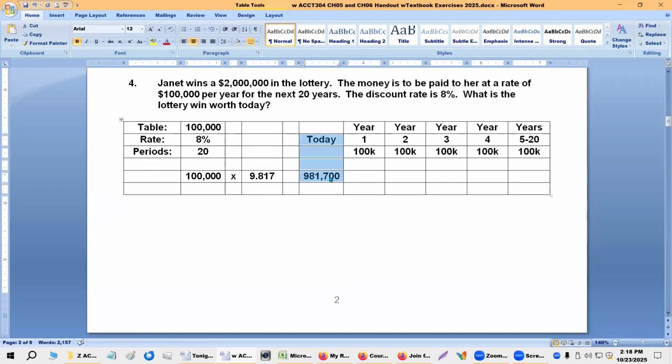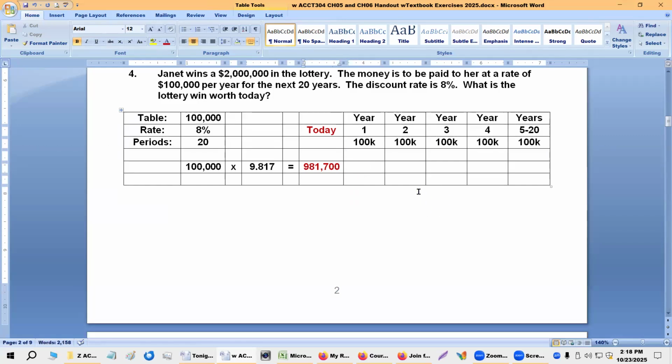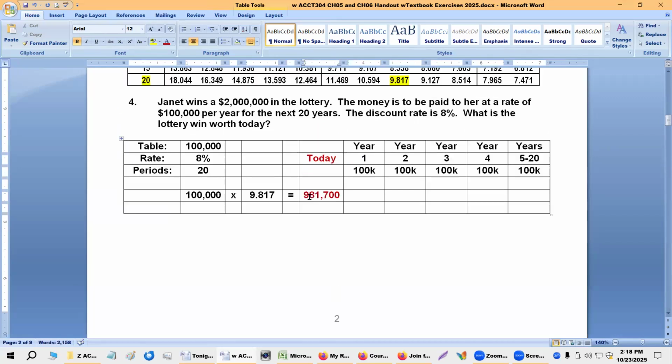So this is what her winnings are today. So if I know when you win the lottery, they ask, do you want to take it in a lump sum or do you want to get the annuity payments? And if you take a lump sum, that's what you get today.